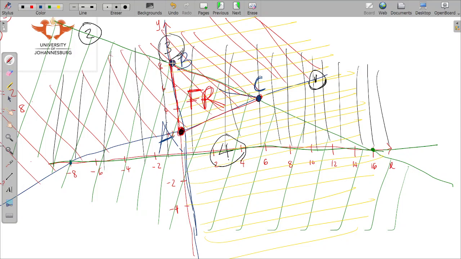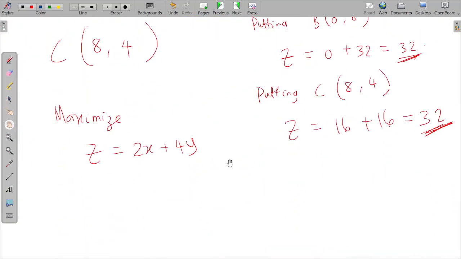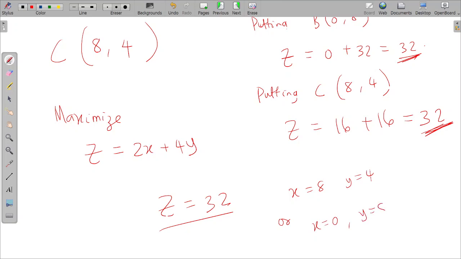Okay, so there are multiple solutions. Any point on this line, any point on these two corner points, gives us a solution. So the maximum of Z is 32. X could either be 8 and y 4, or x is 0 and y 8. Any one of them gives us the maximum we're looking for. Okay, that is how to get the maximum.